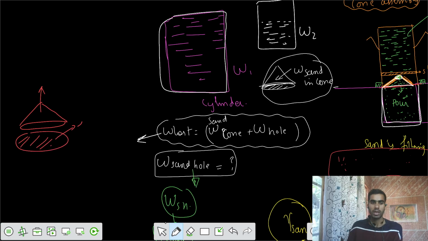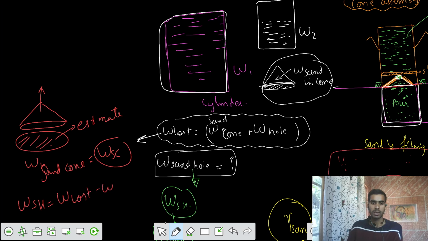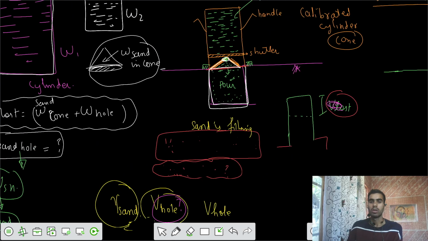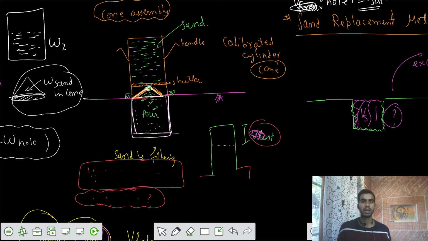Let's estimate the value of the weight of sand in the cone. We also get this as WSC. So the weight of sand in the hole is W lost minus WSC. This is our one more reading. Once we have WSH, the weight of sand in the hole, with unit weight gamma sand, from that we get the volume of the hole. That is our task to perform.